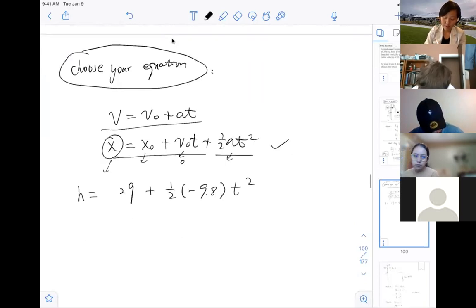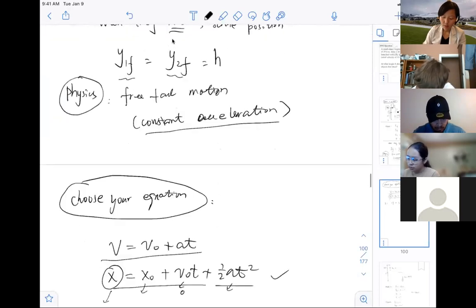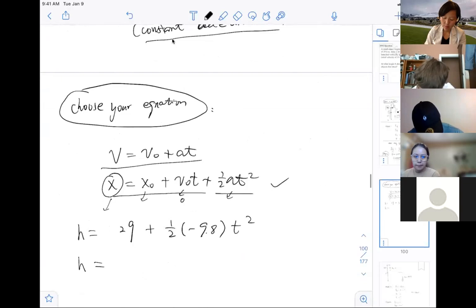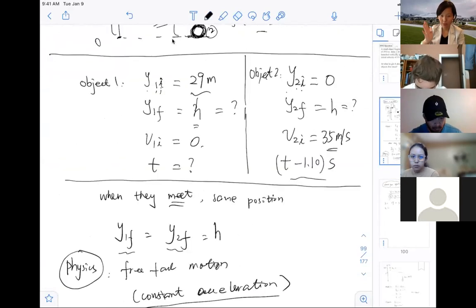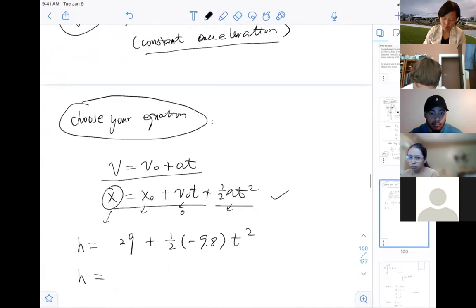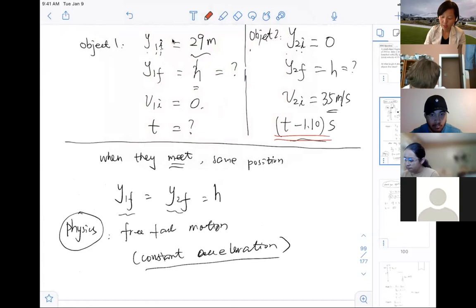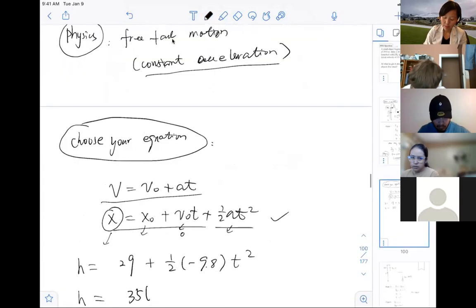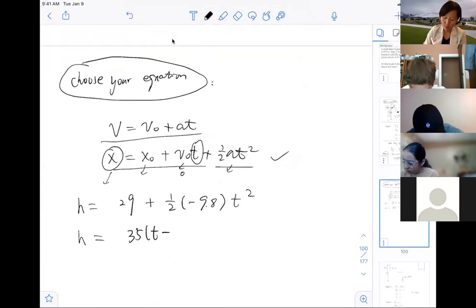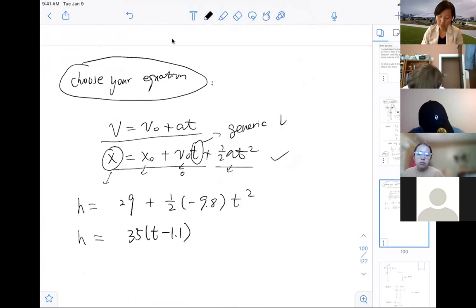Second object, the same thing, same height. Initial position is 0. Okay, so this first term is 0. Second term is going to be initial velocity, and you have a positive initial velocity launched upward, right? 35. I'm going to say 35 times the time for the second object. Be very careful. The time for the second object is going to be t minus 1.1, not the same t. So here I really need to replace the time with t minus 1.1. Okay, so the t here is just a generic time.